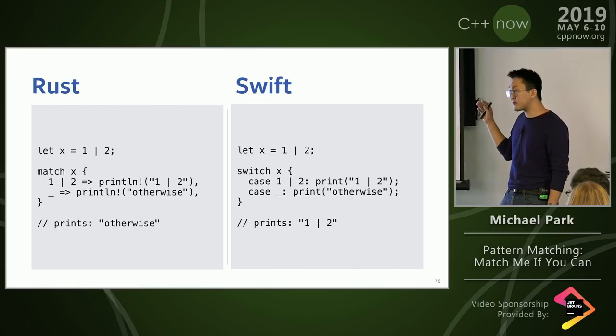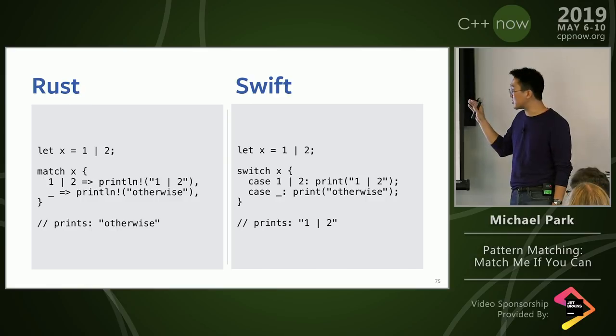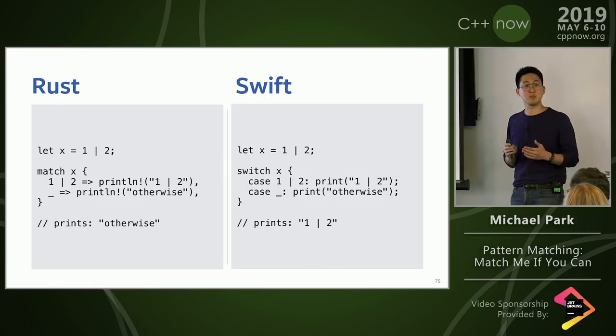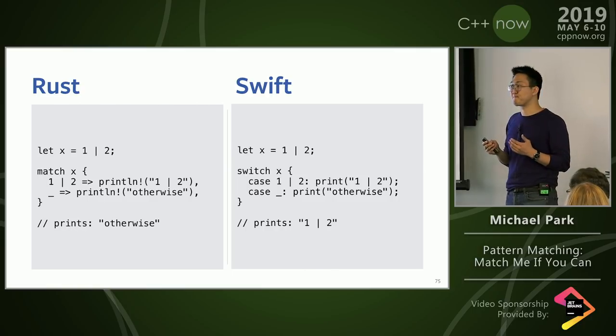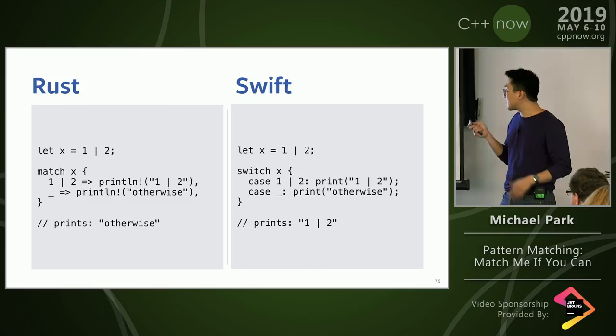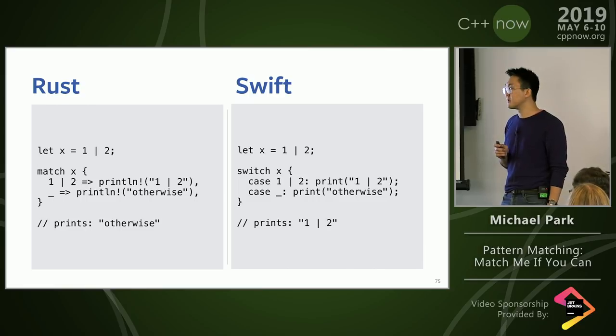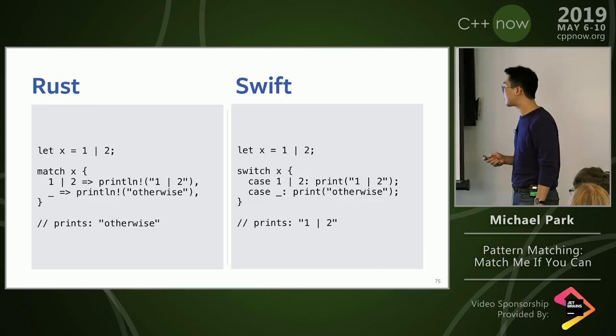Okay? Swift took the other direction. So if we say let x equals 1 bar 2, that also means bitwise OR in Swift, that's 3. And then we say switch x on case 1 bar 2, the 1 bar 2 there is an expression. So now it matches. Right? So these are virtually the exact same piece of code that has opposite, maybe not opposite, but vastly different semantics. So what do we do?